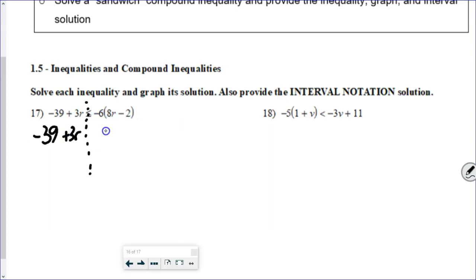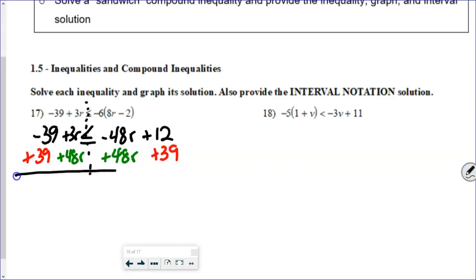I'm going to distribute the negative 6 on the right side, and we're not going to mess with the inequality sign yet. So you have a negative 48r and then a plus 12. Now, because of the nature of the questions, they have to read with the variable on the left. So you are going to add the 48r over here. And while we're at it, I'm going to add the 39 to the right side.